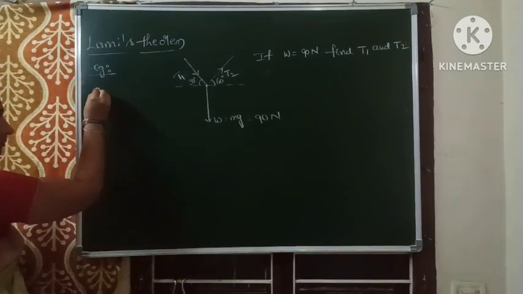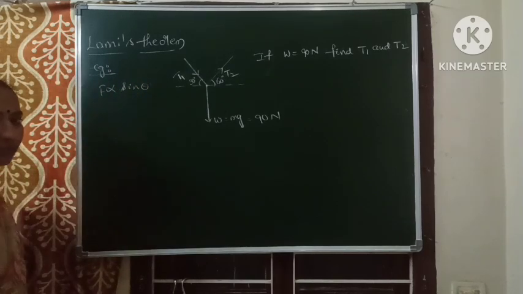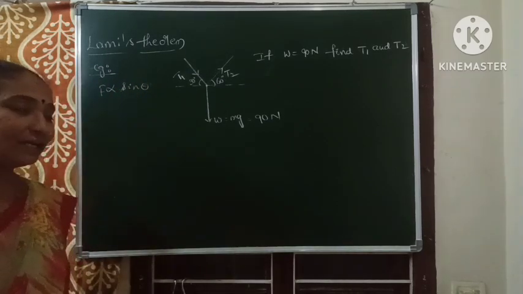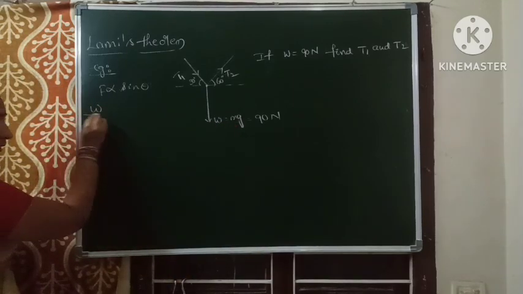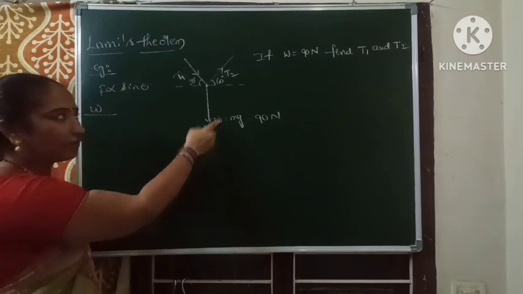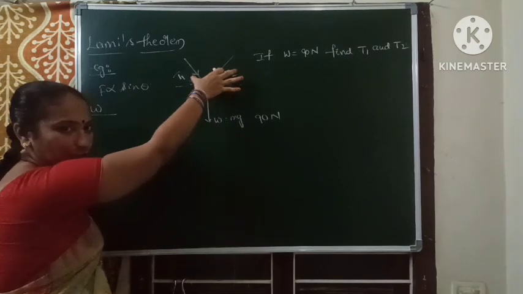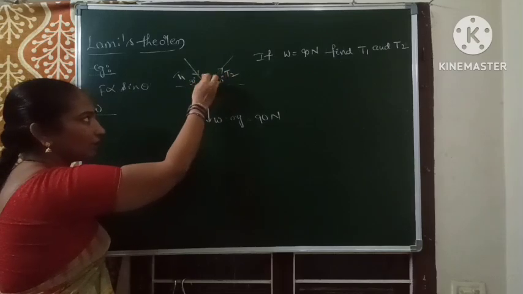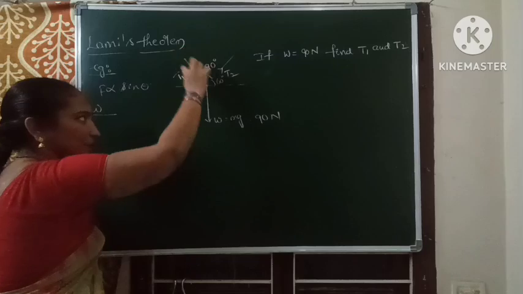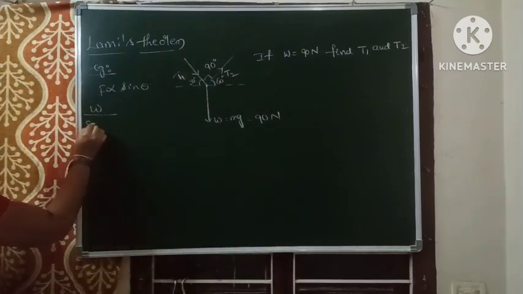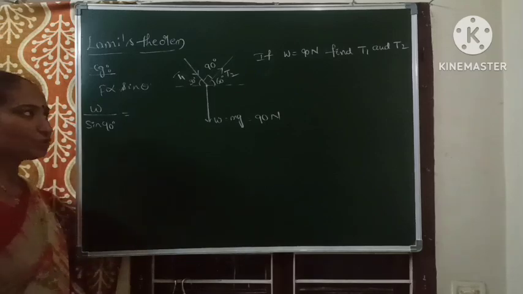So actually, according to Lami's theorem, what have we learned? F is directly proportional to sin theta. The ratio of the magnitude of any force, here the weight, by the sine of the angle between the two other forces. The two forces opposite to this weight are T1 and T2. The angle between T1 and T2 becomes 90 degrees, perpendicular. So W by sin 90 degrees is equal to the magnitude of another force.